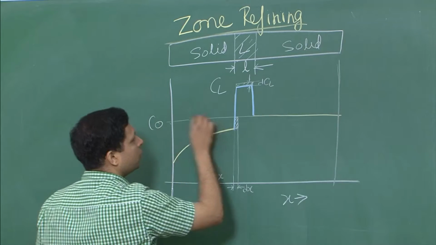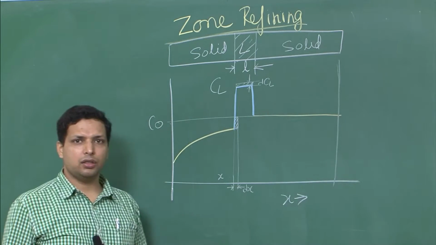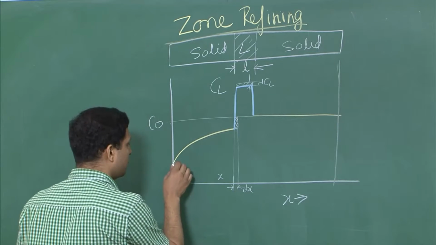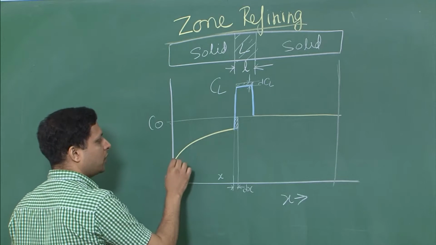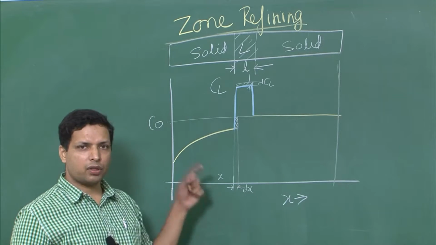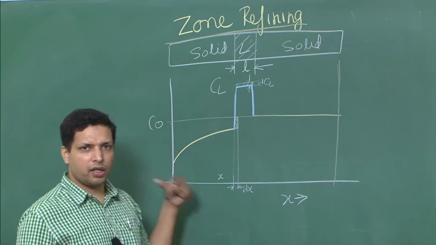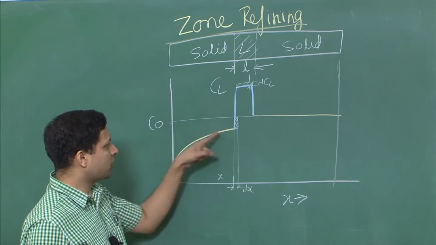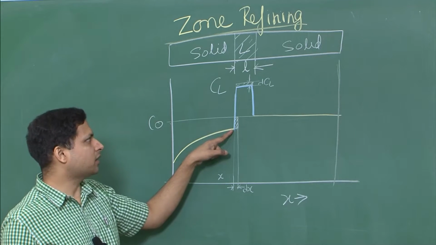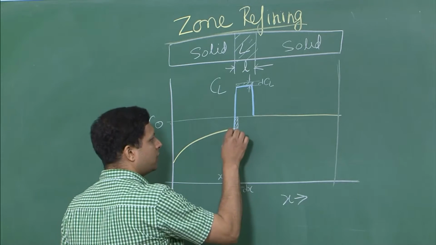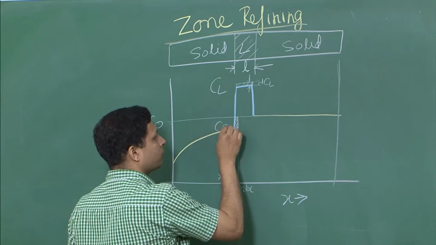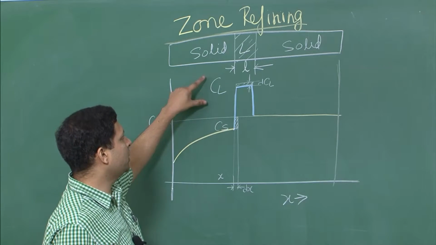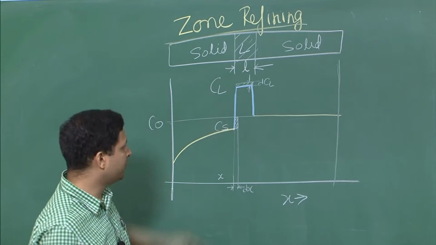Originally this solid overall had a concentration C naught, and when we start the solidification, there is a curvature somewhere over here. Curvature means there is a redistribution of the solutes, and the solute concentration has come down. Somewhere over here, let us say this has concentration Cs, and taking the interface equilibrium, the corresponding concentration of liquid is Cl.